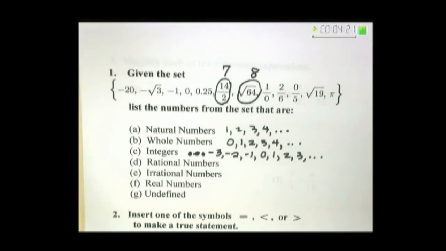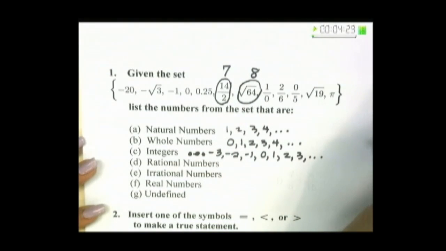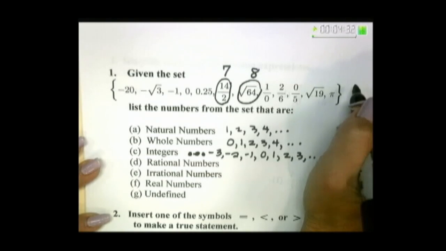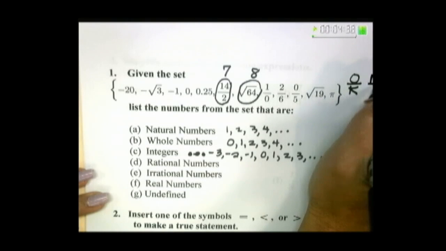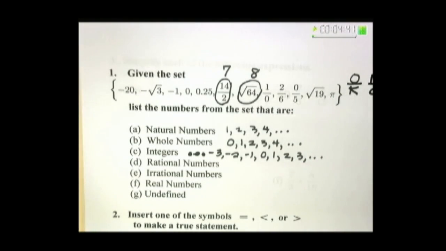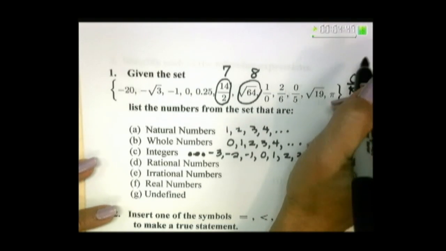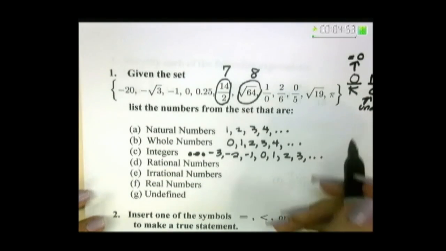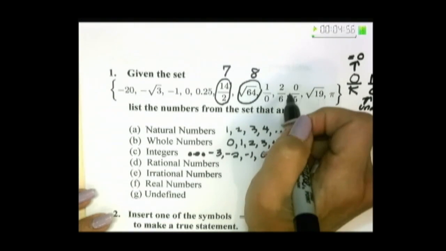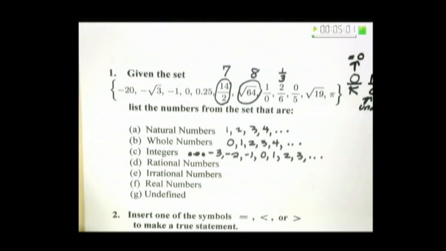What is 1 over 0? Undefined. Remember that a good way to think about that is 0 on top is okay, but 0 in the denominator, no way. So the 0 in the denominator is undefined. 0 in the numerator equals 0. All right. So this is undefined. 2 over 6 will reduce to be 1/3, but it is not a natural number, whole number, or integer.